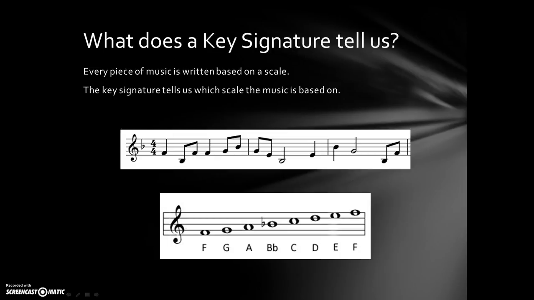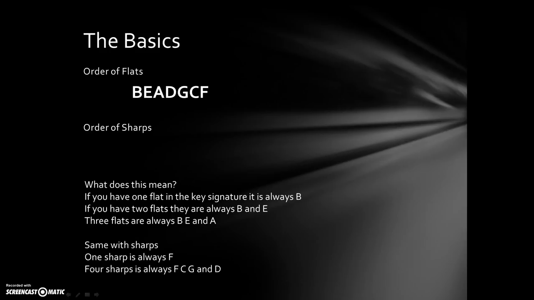What does a key signature tell us? Every piece of music is written based on a scale. The key signature tells us which scale the music is based on. For example, this piece of music has B flat in the key signature. So you know that the F scale, because it has B flat, is what the music is based on. This will make a lot more sense later.